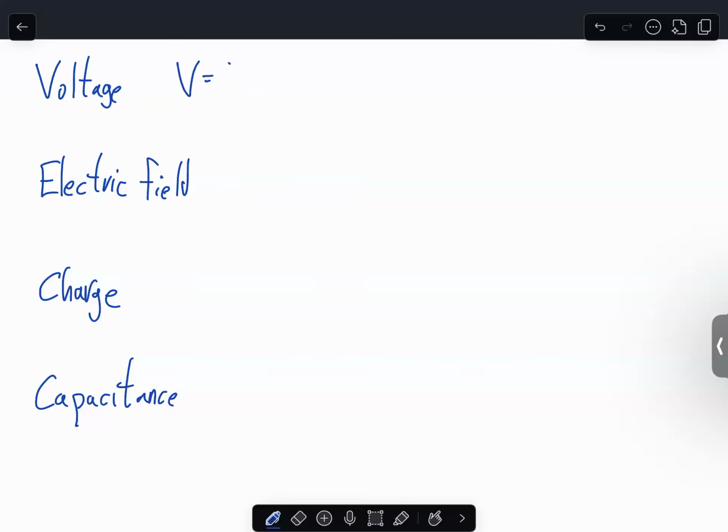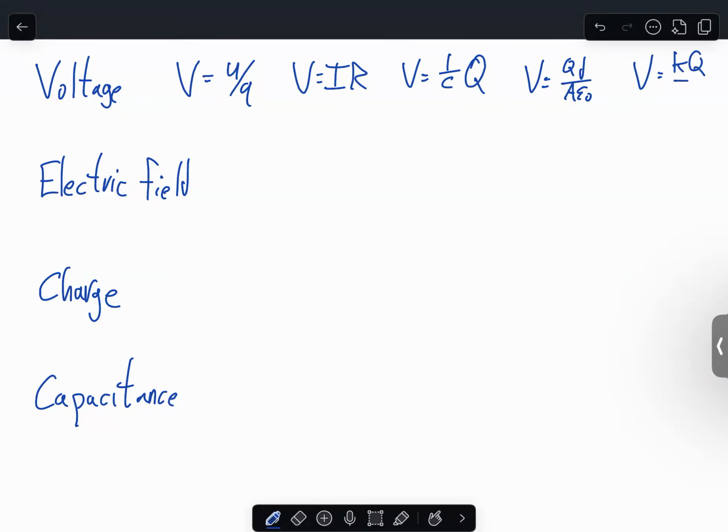Voltage is defined as energy per test charge. Voltage in a resistor doesn't go away, even though this isn't super common. Voltage in a capacitor is 1 over capacitance times charge. Voltage inside that capacitor is, oh God, what is it? QD over A epsilon, which is already expressed in the other terms. The voltage around a point charge is KQ over R. Is there another one? Electric field. Oh, right. Voltage is change in electric field per change in position. Look, 6 different things about voltage.